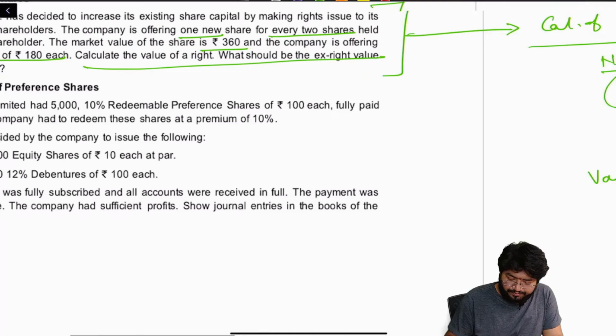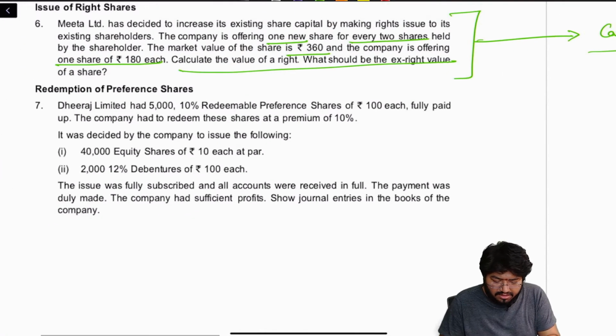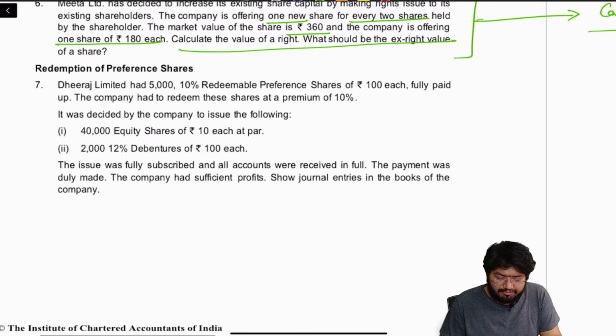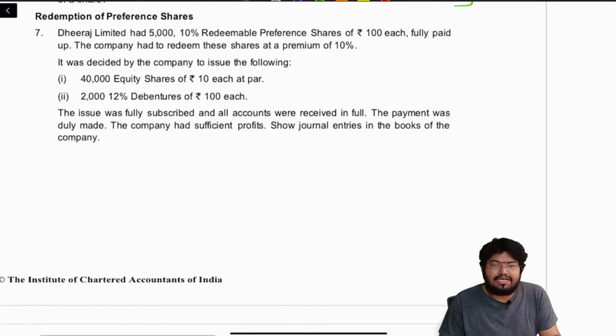Now, let's move to the next question. Redemption of preference shares. Dheeraj Limited had 5,000 10% redeemable preference shares of 100 each, fully paid up. The company had to redeem these shares at a premium of 10%. It was decided by the company to issue the following: 40,000 equity shares of 10 each at par, 2,000 12% debentures of 100 each. The issue was fully subscribed and all amounts were received in full.